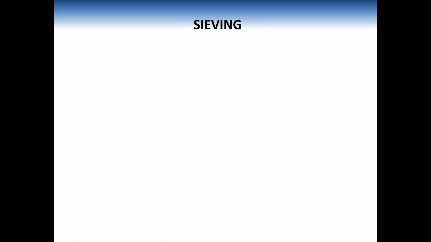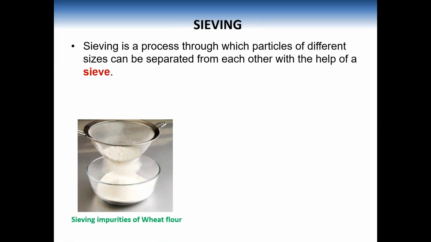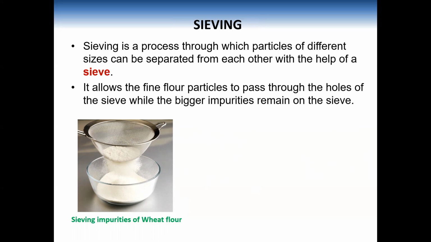Next method of separation is sieving. It is a process through which particles of different sizes can be separated from each other with the help of a sieve. In Hindi, we also call it chhanni. Daily, your mother uses this sieve to separate wheat flour from its impurities. It allows the fine flour particles to pass through the holes of the sieve while the bigger impurities remain on the sieve.